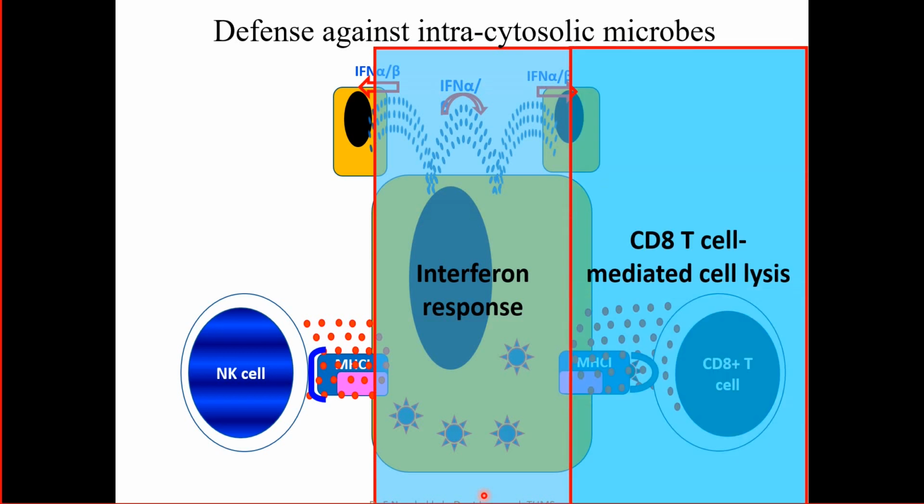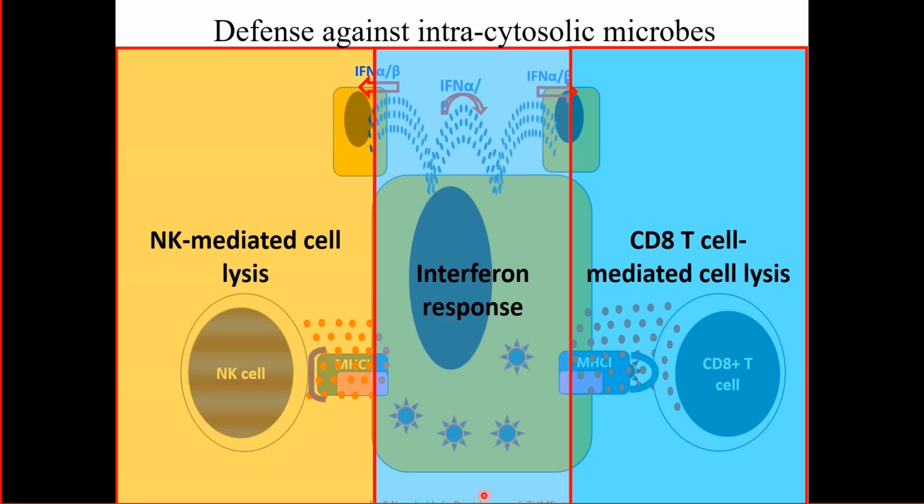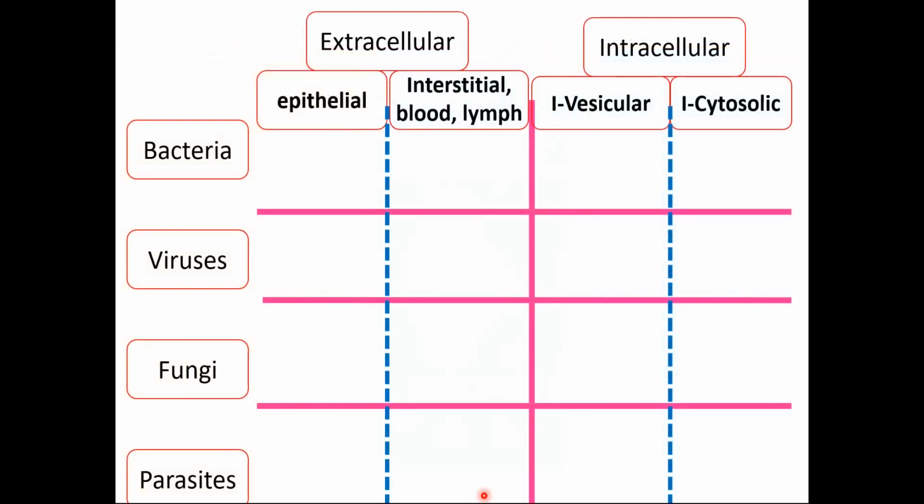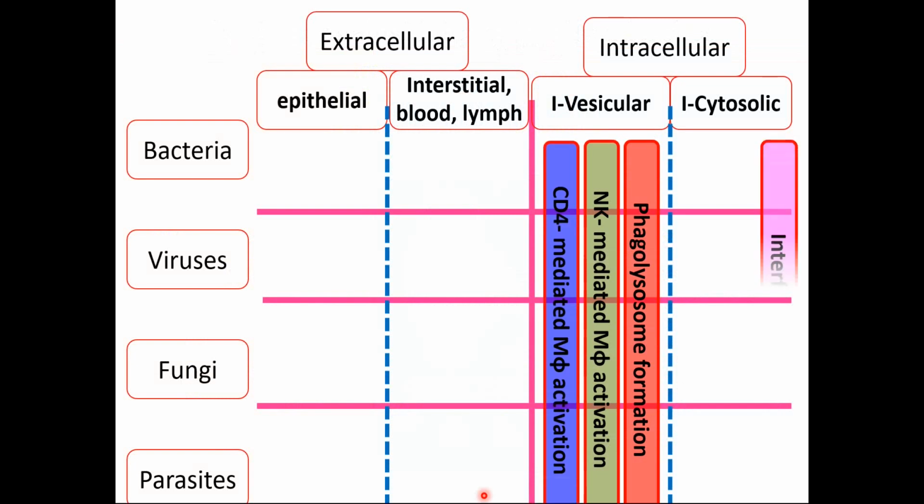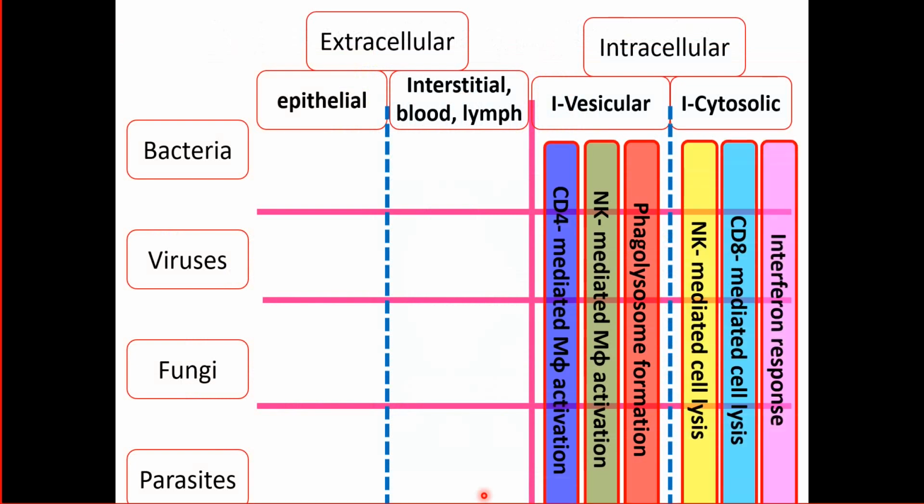Then we have CD8 lysis. Is this an innate or an adaptive? This is an adaptive mechanism. Then we have NK cell lysis. Is this an innate or an adaptive mechanism? It's an innate mechanism. So we have three different mechanisms for basically protecting cells from viruses, either by inhibiting their replication through interferon response or by removing the cell that is producing new viruses, either through CD8 T cells or NK T cells or NK cells. So this is the summary of the first part of the class.